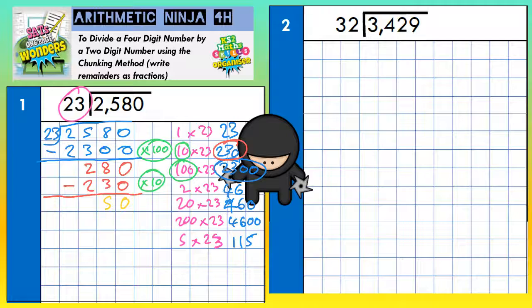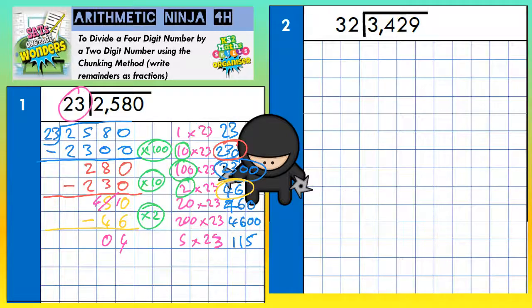Now if we go back to our chunk of 23s again, the next biggest number we can take away is 46. So let's take away that 46. And just a reminder that 46 is a chunk of 2 23s, so pop a little times 2 at the side and take it away. 0 take away 6 you can't do, so borrow. 10 take away 6 is 4, and 4 take away 4 is nothing. So we're down to 4. Now, that's as far as we can go. We can't take any more 23s off there because we've only got 4 left.